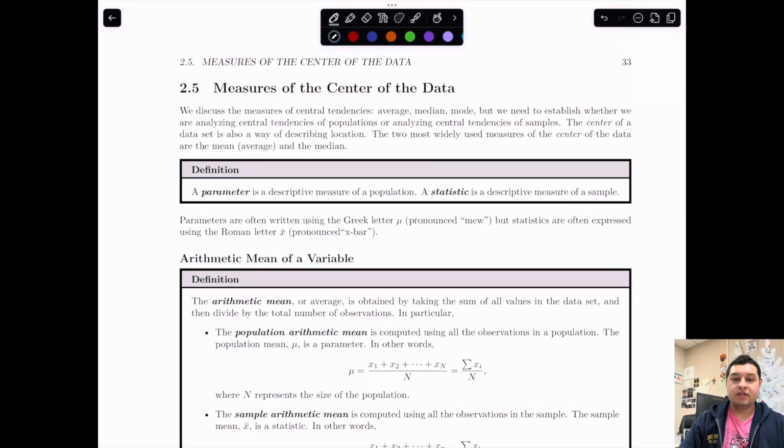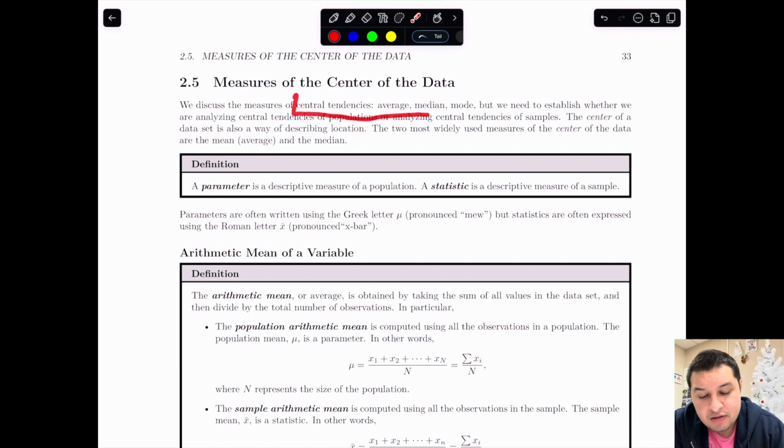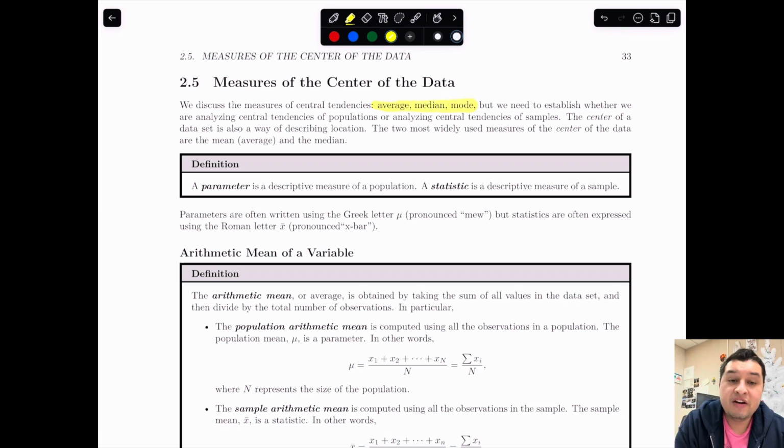All right, let's go ahead and get started with 2.5, measures of the center of the data. When we're discussing the measures of the center, we're going to have these things called central tendencies. They are roughly the average, the median, and the mode. We have three of them that we're going to be talking about. But we need to establish what we are analyzing: the central tendencies of a population or the central tendencies of samples. Those are going to be different, and they will be different as we go on.